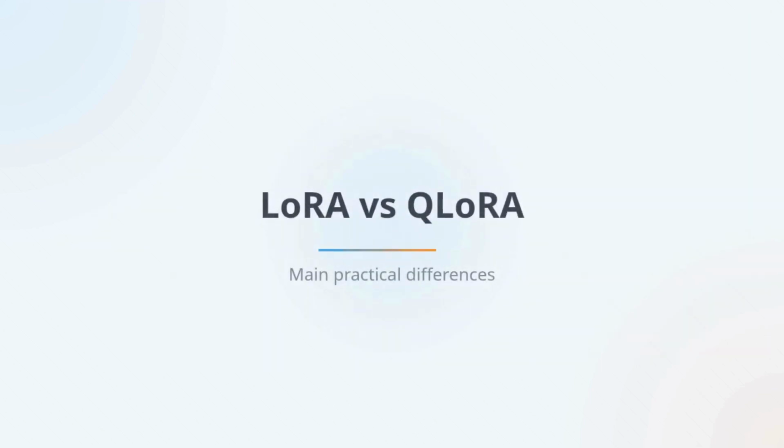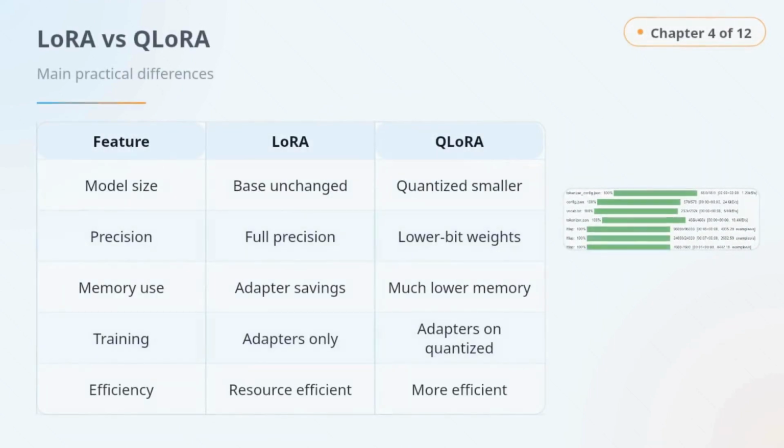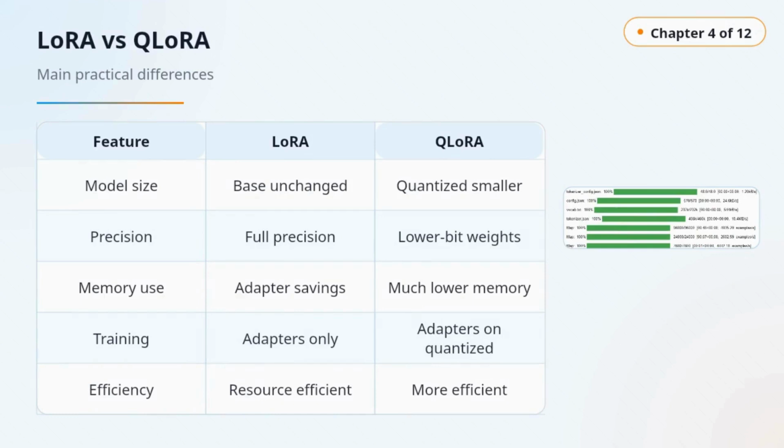Now let us look at this in a simple table format. LoRA vs QLoRA. Main practical differences. Here is the main comparison. LoRA improves fine-tuning efficiency by training only adapter layers, but the base model stays in full precision. QLoRA goes one step further by quantizing the base model as well. That means lower memory usage, lower compute needs, and often better practicality on smaller hardware.